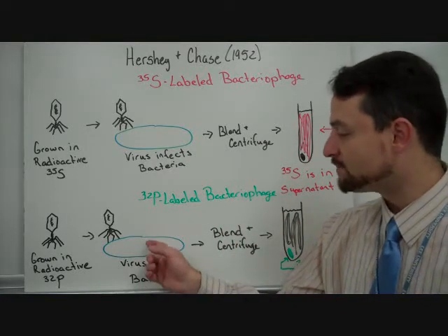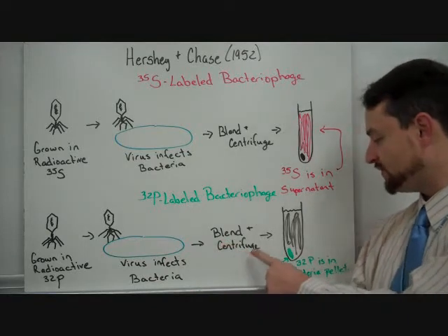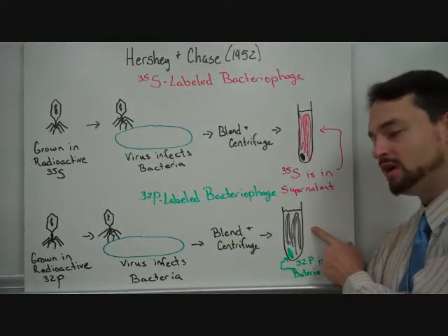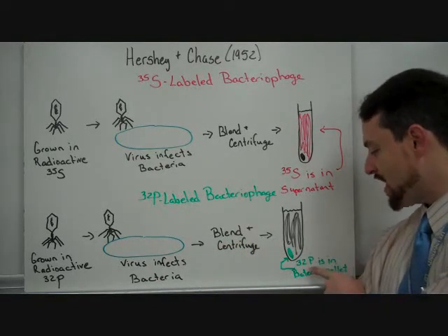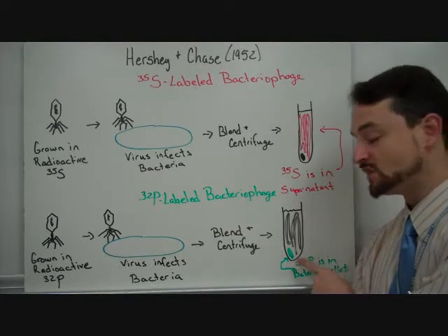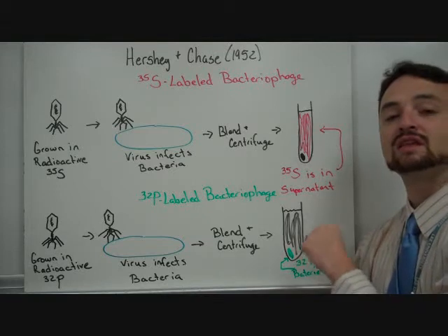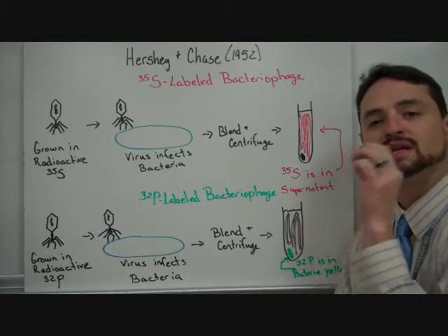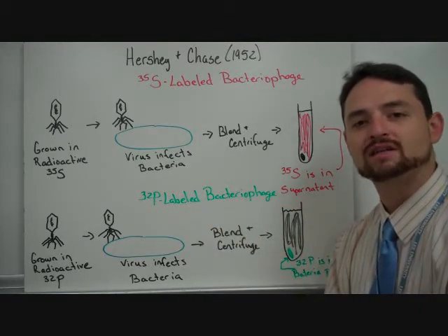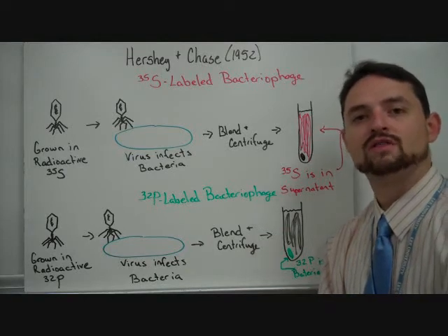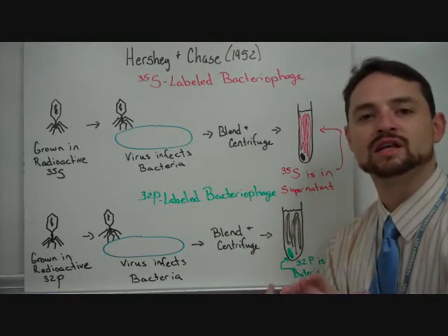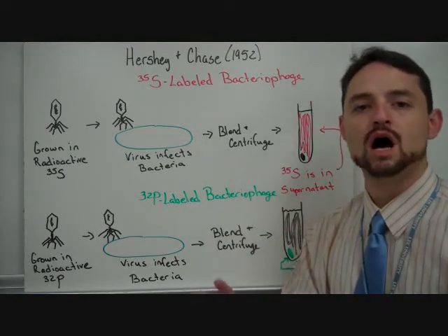So now they infect bacteria, they blend it, centrifuge it. Now, when you get over here to the culture, you find that the radioactive phosphorus is actually found down here in the bacteria pellet at the bottom, saying that the radioactive material has been injected into the bacteria. And that would support that DNA is what is carrying the genetic code, not proteins.